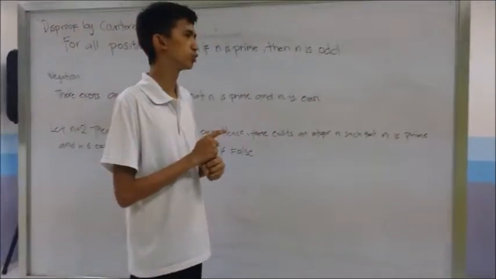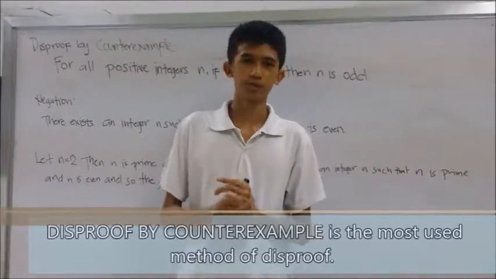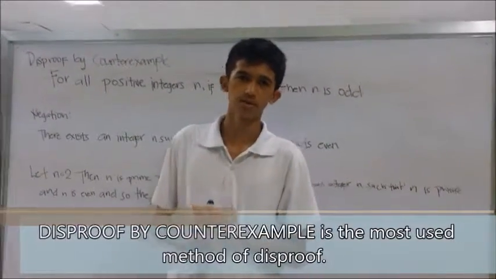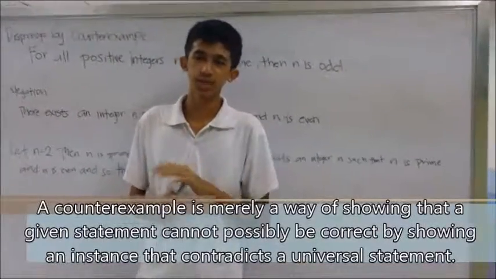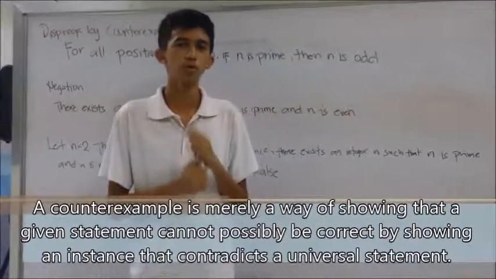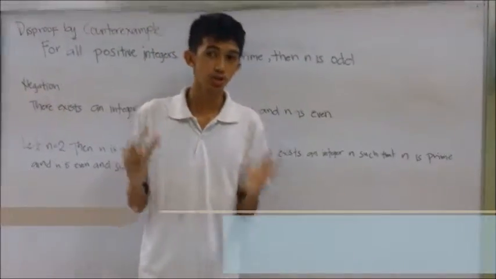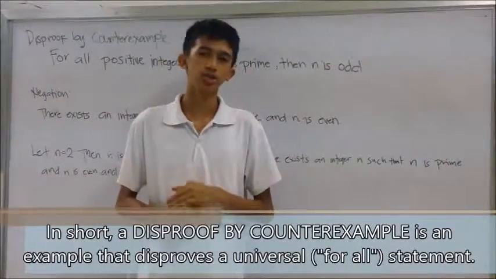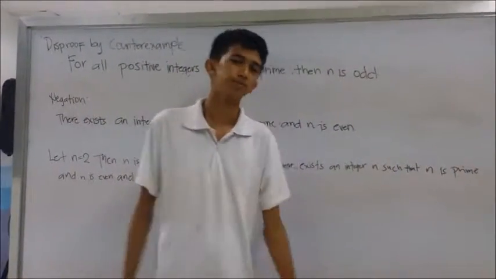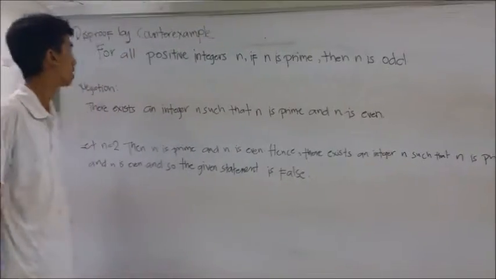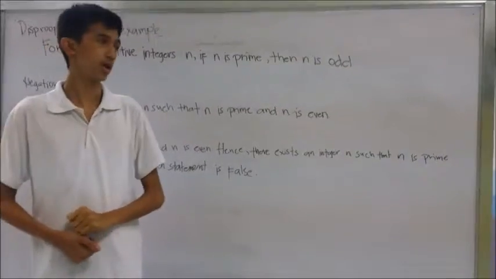Now let's move on to the method of disproof. The most used method of disproof is the disproof by counterexample. A counterexample is merely a way of showing that a given statement cannot possibly be correct by showing an instance that contradicts a universal statement. In short, a counterexample is an example that disproves a universal or for-all statement. Now, here is an example. For all positive integers n, if n is prime, then n is odd.